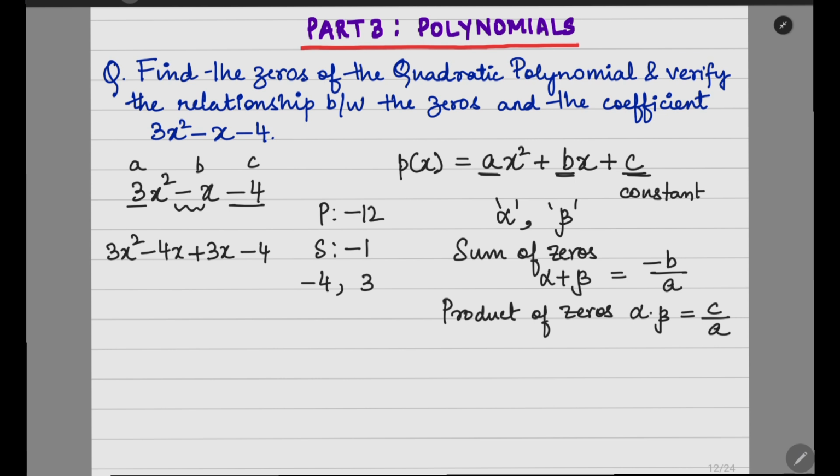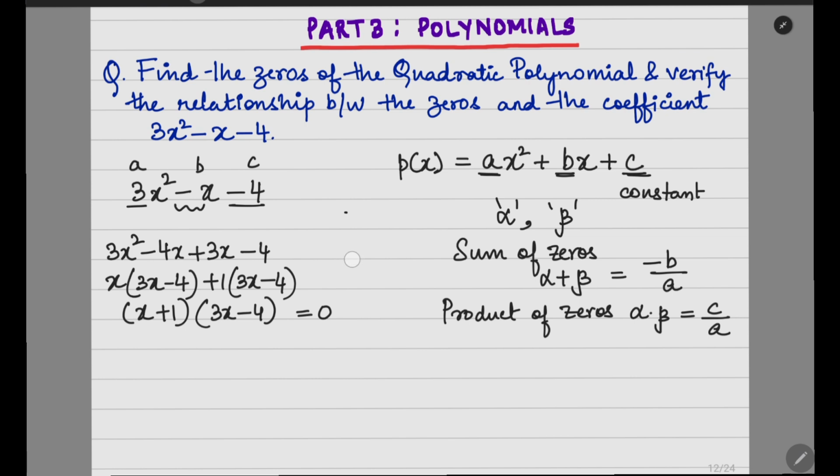So I have done the middle term splitting. As you can see, minus x is written as minus 4x plus 3x. Now take x common, so you will have x into 3x minus 4, plus 1 common, 3x minus 4. So here the answer will be x plus 1 into 3x minus 4, and this is equal to 0. Let me erase this part. Now what does this mean?